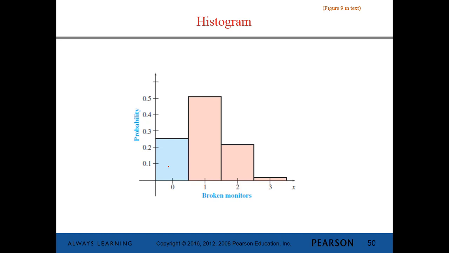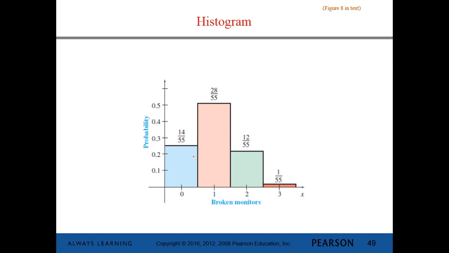What this is here is each individual probability. But what if we wanted to ask a question like, what's the probability of finding at least one broken monitor? A histogram not only gives us the distribution, so we can see the shape and where the largest probability is, but we can easily get information from a histogram.